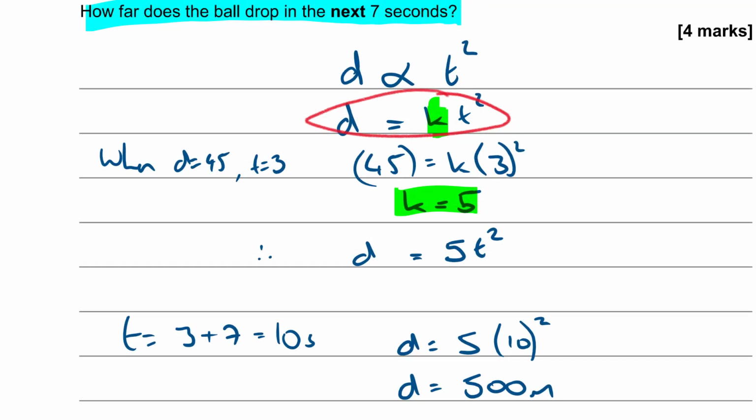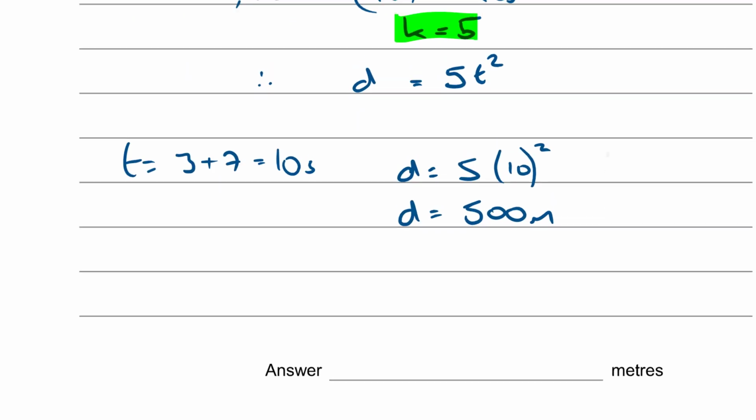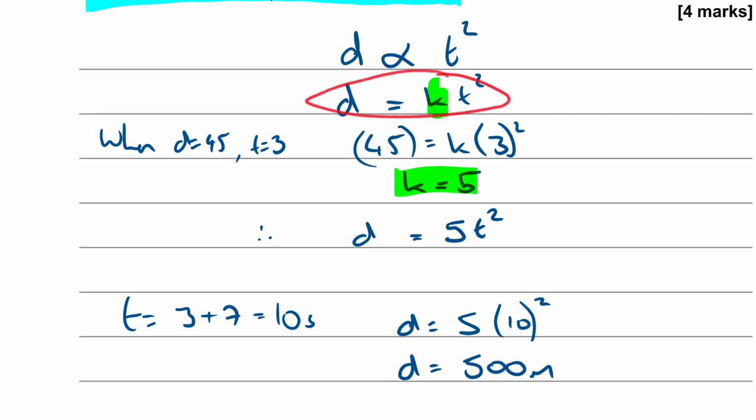Okay, so you think you might be done now. Don't just write down 500 meters in the answer line though, because that would be a terrible, terrible mistake. Now again, there's a bit of a sting in the tail of this one, isn't there? Because the ball drops 45 meters in the first 3 seconds. How far does the ball drop in the next 7 seconds?